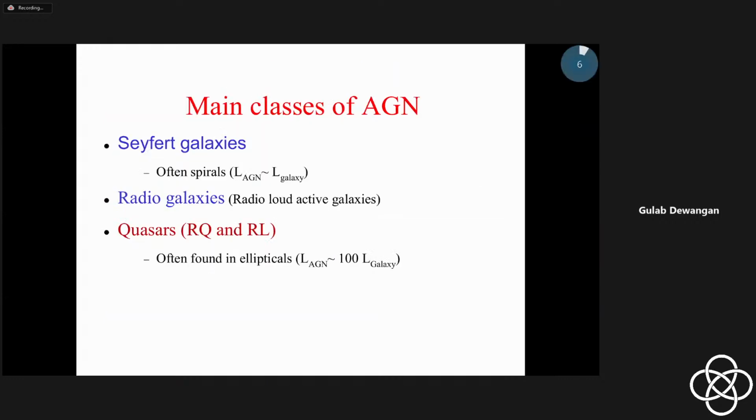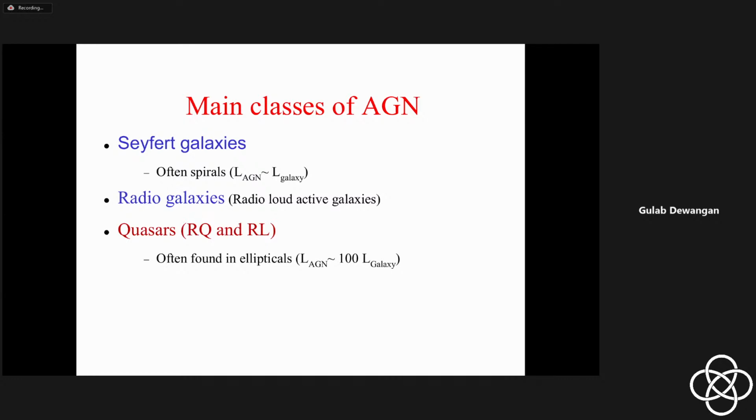So there are a number of different types of active galaxies. The main ones I have listed here. One main class of AGNs are called Seyfert galaxies. They were discovered by Carl Seyfert a long time back. And these Seyfert type AGNs are hosted in spiral galaxies.